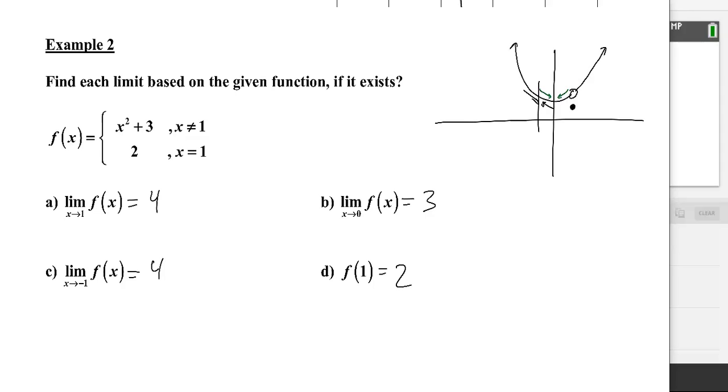Be careful here, because notice there's no limit or anything like that. They're just asking you literally, what is the y value when x is 1? So this is going back to Algebra 1, Algebra 2, pre-cal, all that stuff. If you don't see limit, then we're not talking about as the y values approach. I'm literally just talking about what is it at this point.